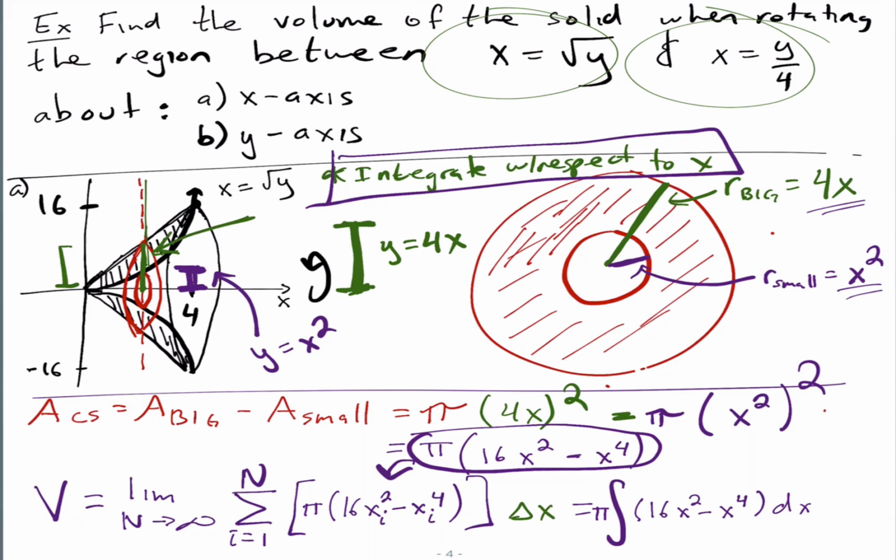Okay, so this is really important. Are the limits of integration going to be x values or y values? X values, exactly. How do I know that? Because we're integrating with respect to x, right? So x values, so from where to where, basically just look at from where to where is your region that you rotated. Well, it was from 0 to 4, exactly.